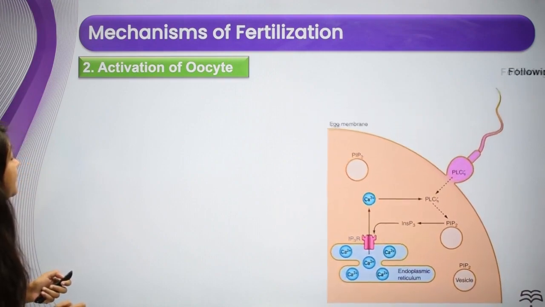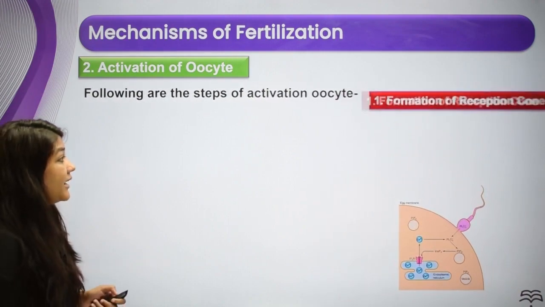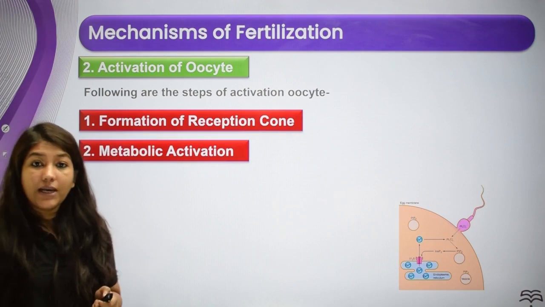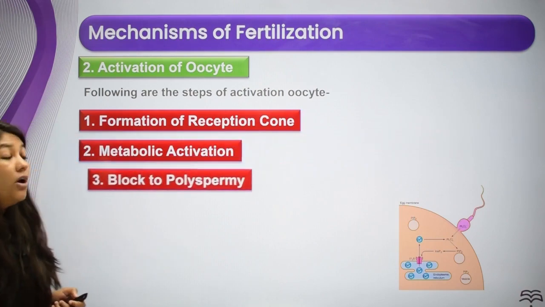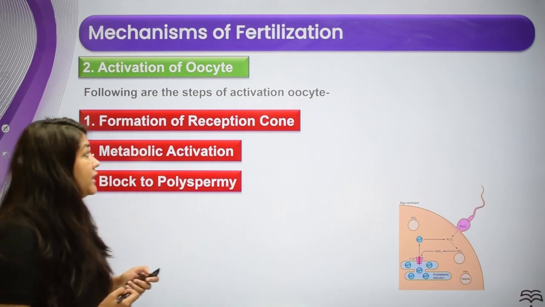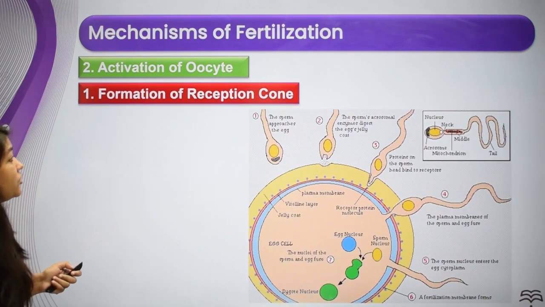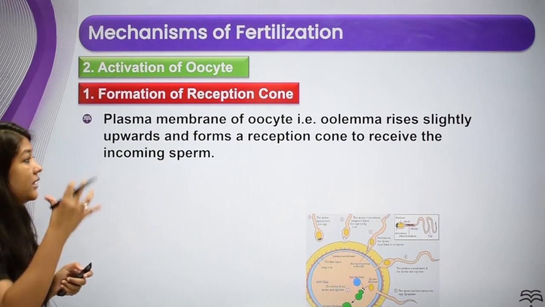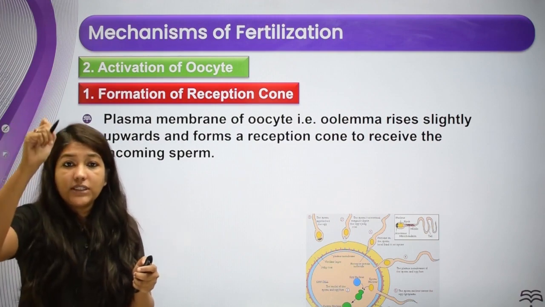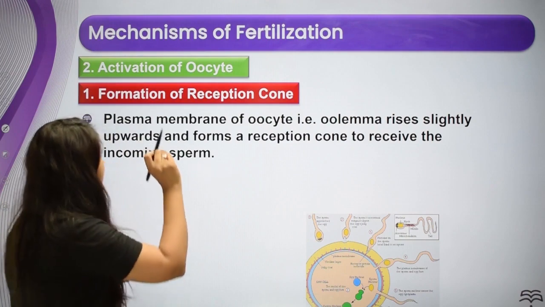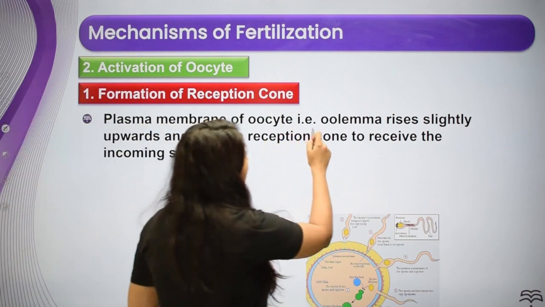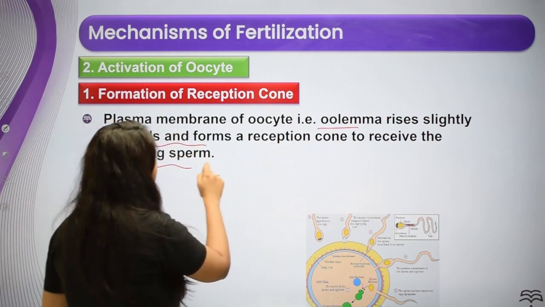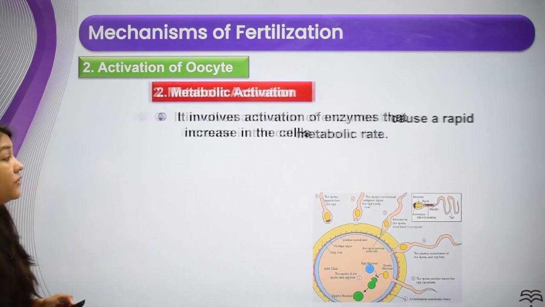All right. Now, following are the steps of the activation of oocyte. First is the formation of the reception cone. Second is metabolic activation. Third is block of polyspermy. So now we are going to see these things one by one. First is the formation of the reception cone. So reception cone में कुछ भी नहीं होता है. The plasma membrane of the oocyte is going to rise slightly. ठीक है, और एक cone जैसा structure बना लेगी, एक reception cone बना लेगी. Okay, so the plasma membrane of the oocyte, that is the oolemma, rises slightly upwards and forms a reception cone to receive the incoming sperm. That is what the formation of the reception cone is.